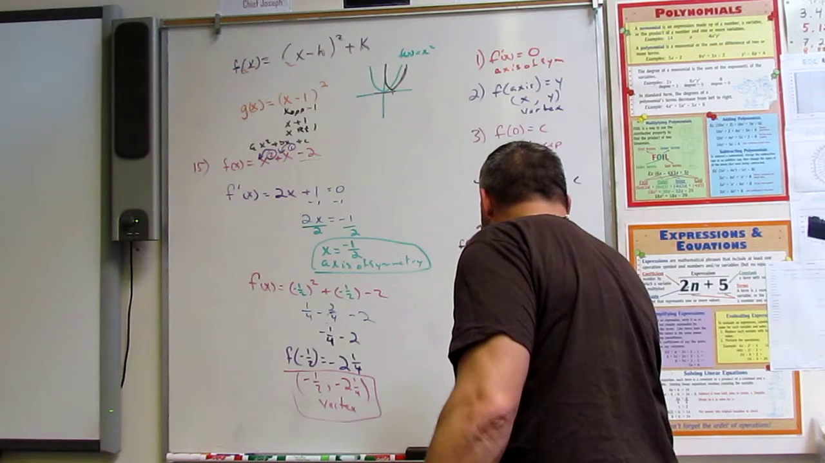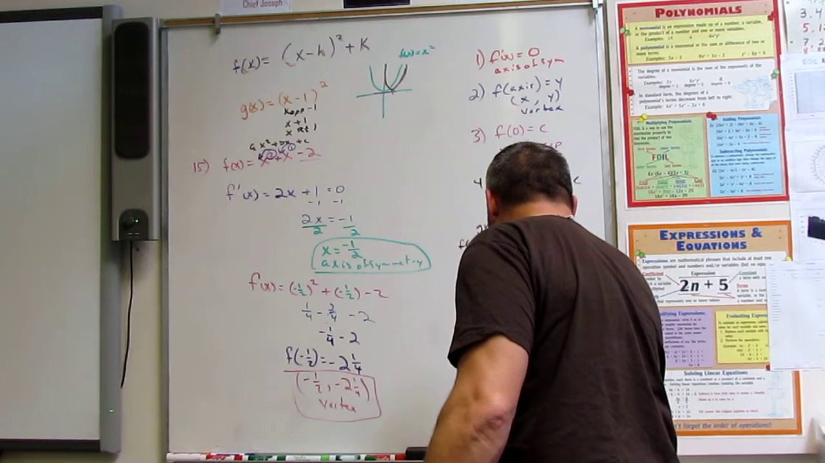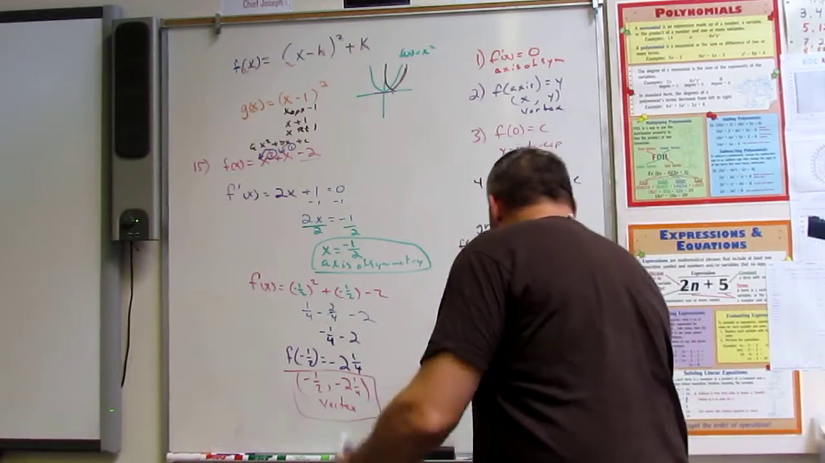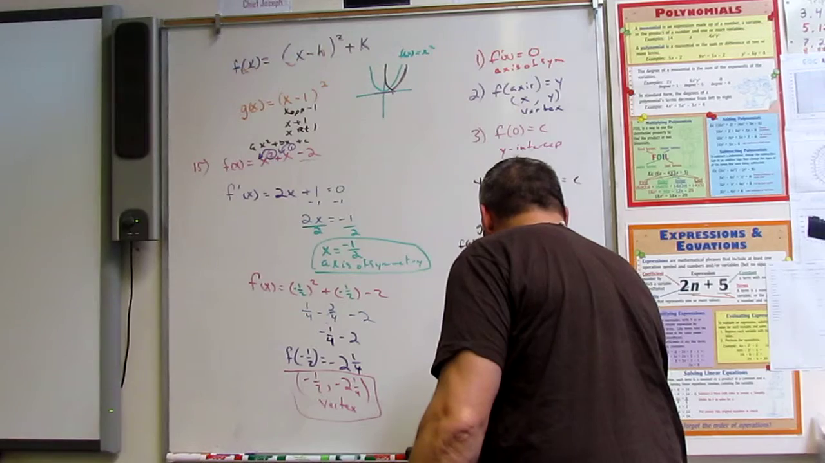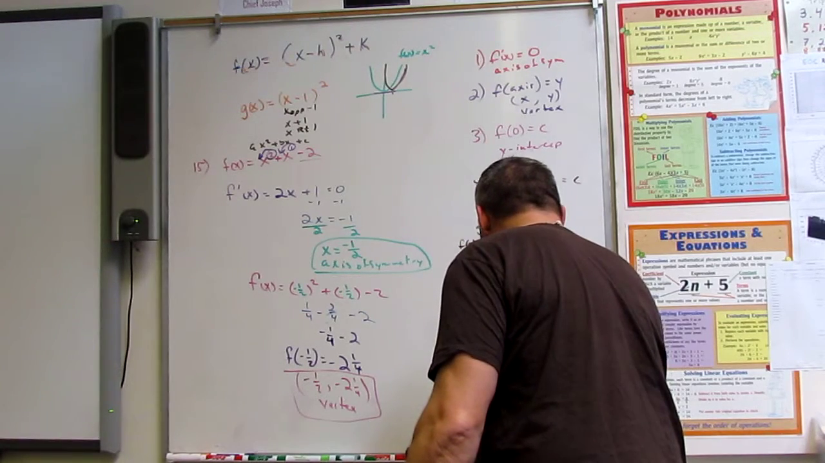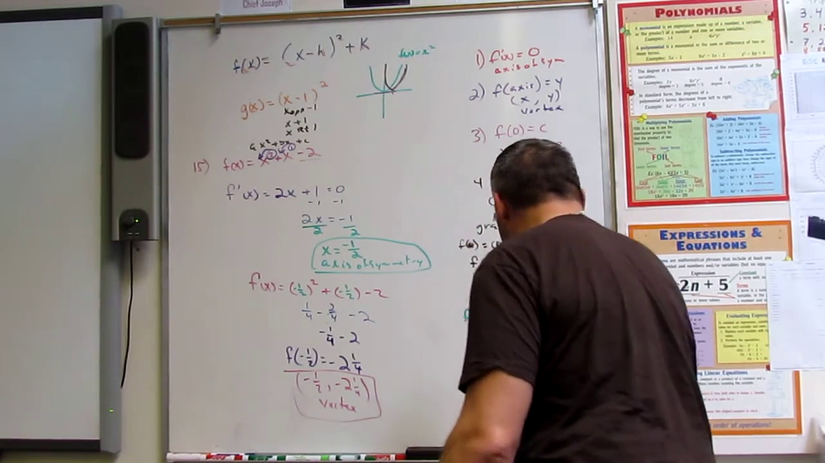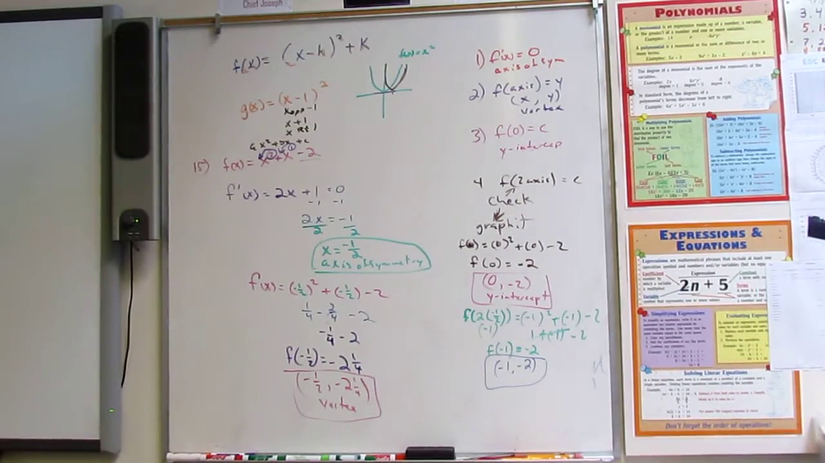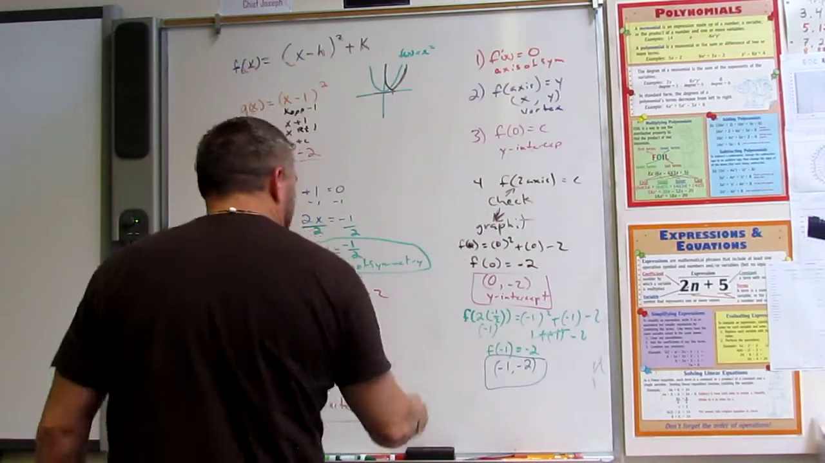F of -1 equals -2. So now I can write that as a point, -1 and -2. And that's my other symmetrical point, right? Point of symmetry. And now I can do my last check.